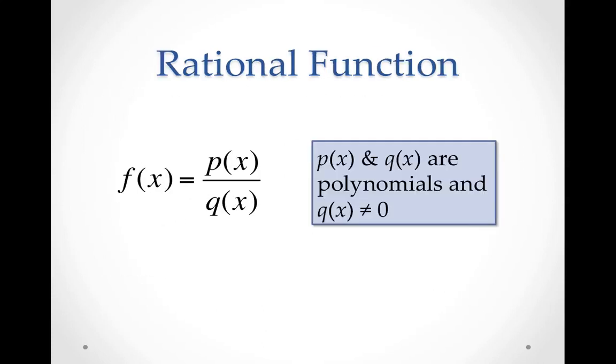So first of all, let's make sure we understand what a rational function is. It is simply a function set up as a fraction where both the numerator and the denominator are some sort of polynomial, and the denominator cannot equal 0. Now, the polynomials can be as simple as a number or as complicated as x squared plus 3x minus 2. It just depends on what's happening in the problem.